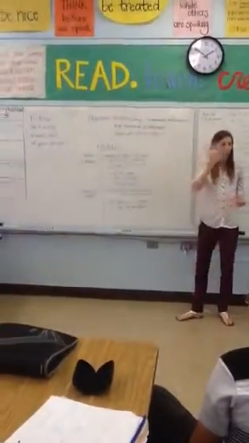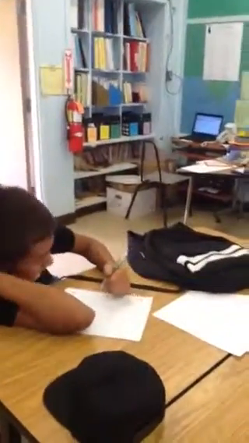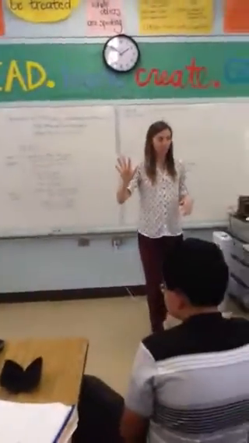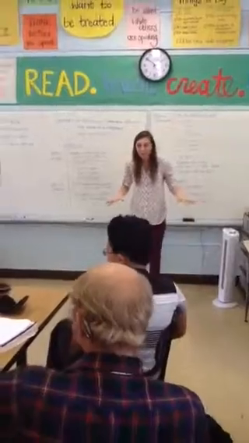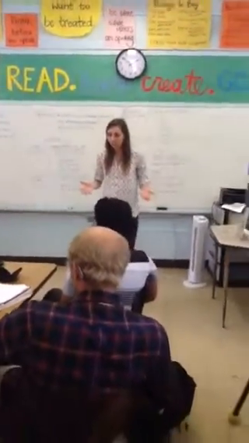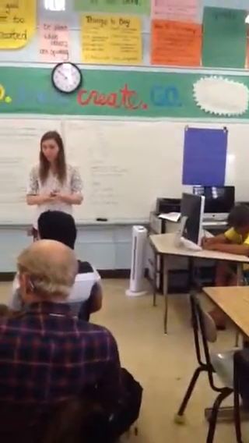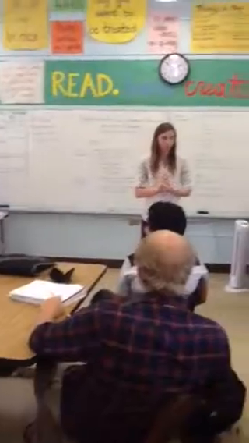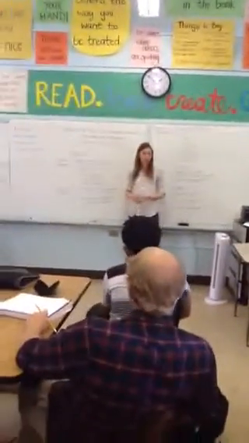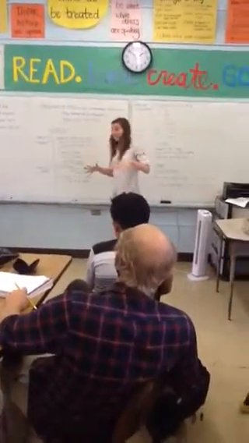So line 1 always has 5 syllables. Line 2 always has 7 syllables. And line 3 always has 5 syllables. Okay? So, before we get too much into haikus, what is a syllable? Does anybody know what a syllable is? Okay. So, a syllable is how a word is pronounced and the beats in the word.